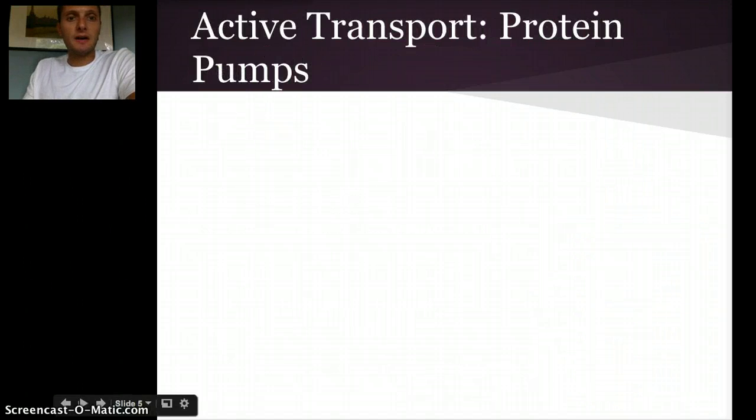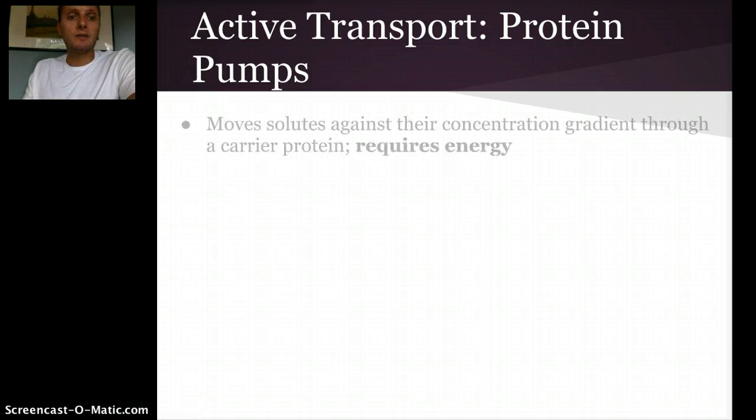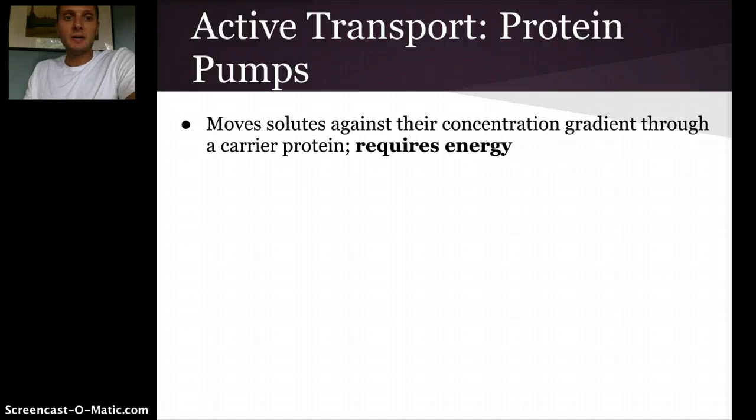Active transport is very different from passive transport in that it requires energy. And so what's happening in active transport is we're moving solutes against their concentration gradient through a carrier protein. So this requires energy, and in essence we're moving molecules or solutes from an area of low concentration to high concentration. So it's opposite of passive transport.